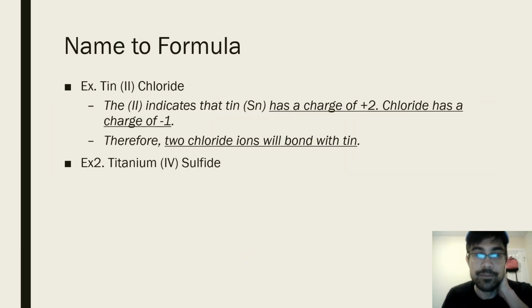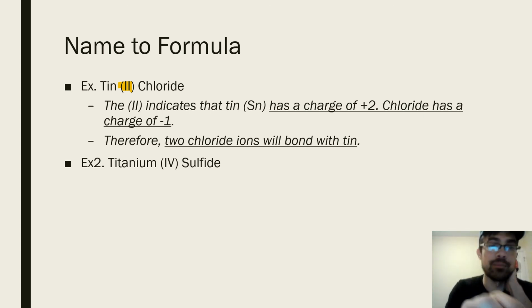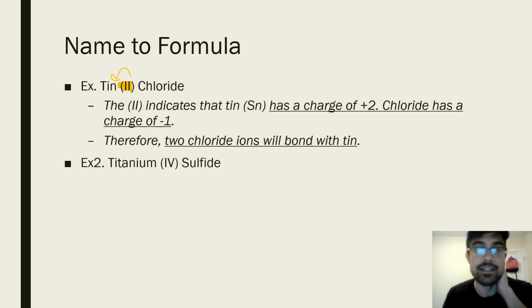Last little bit there was then going the opposite way, name to formula. This is a lot easier actually. Again, the big thing that you understand is that the Roman numeral, for the 4th or 3rd time that I've been saying it, is the charge of the atom it's involved with, so the tin. So this is telling us that tin has a +2 charge.